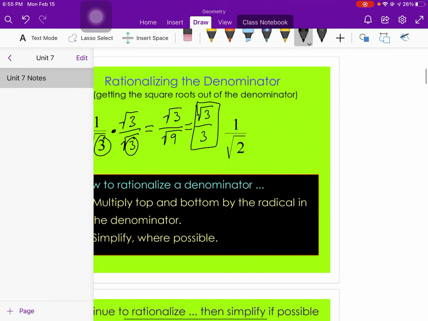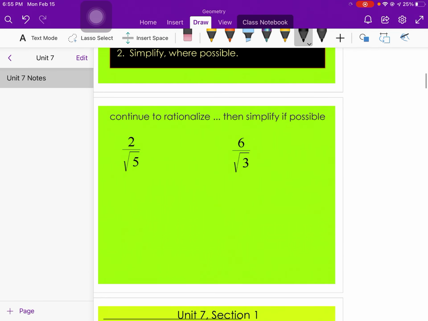Same thing with 1 over the square root of 2. Take it times the square root of 2 over the square root of 2. You get the square root of 2 over the square root of 4, which equals the square root of 2 over 2, because the square root of 4 becomes this 2. Now, you can just skip that step. You don't have to worry about doing that every single time. I'm just showing you where it comes from.